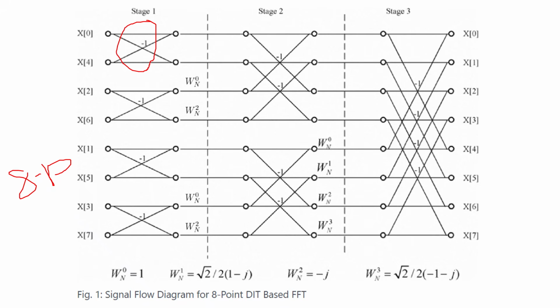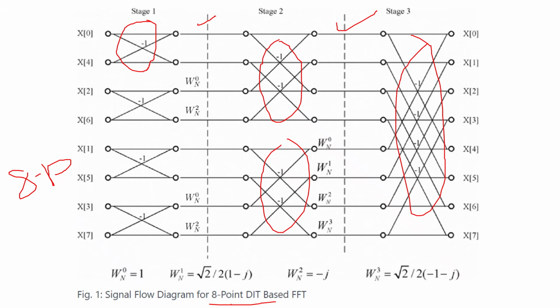Now in stage 2, once we get the values at stage 1, we will consider the output of stage 1 as the input for stage 2, and here the butterfly structure is 2 cross 2, right? So here in total it will be 4. Then in stage 3, whatever outputs we receive from stage 2 will be the input for stage 3, and here we have to draw the butterfly structure of 4 cross 4, so total 8 inputs, right? So finally, in DIT FFT, this is the signal flow graph for 8-point DIT FFT.